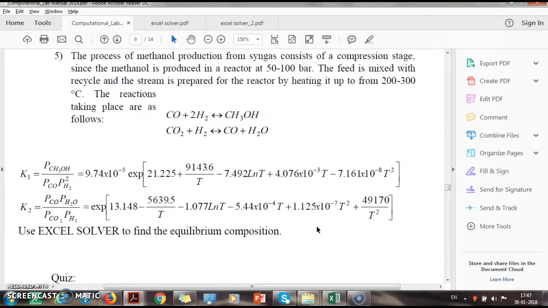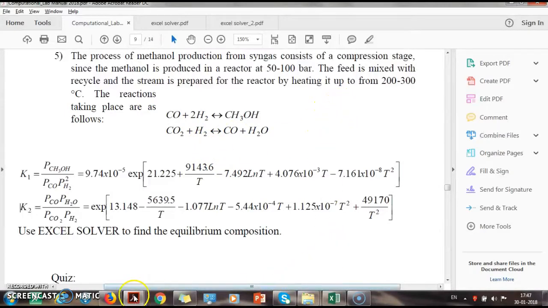So the reaction equilibrium constant for reaction 1 is given by this, and this is given by this relation based on the stoichiometry. If we think that the initial number of moles of CO and H2 are 1 mole each, then we can develop a relation between K1 and the extent of reaction epsilon 1 for this and epsilon 2 for this reaction, and we can finally put them into Excel and we can solve it.